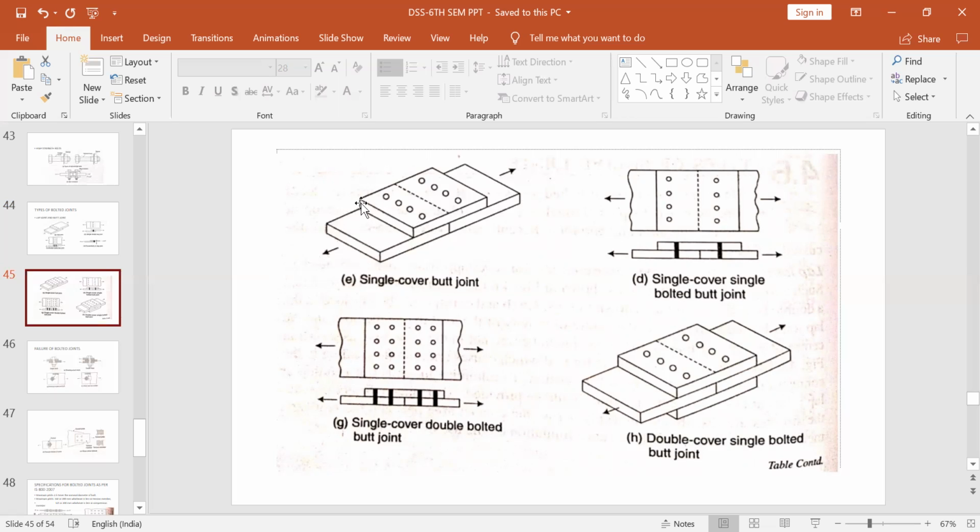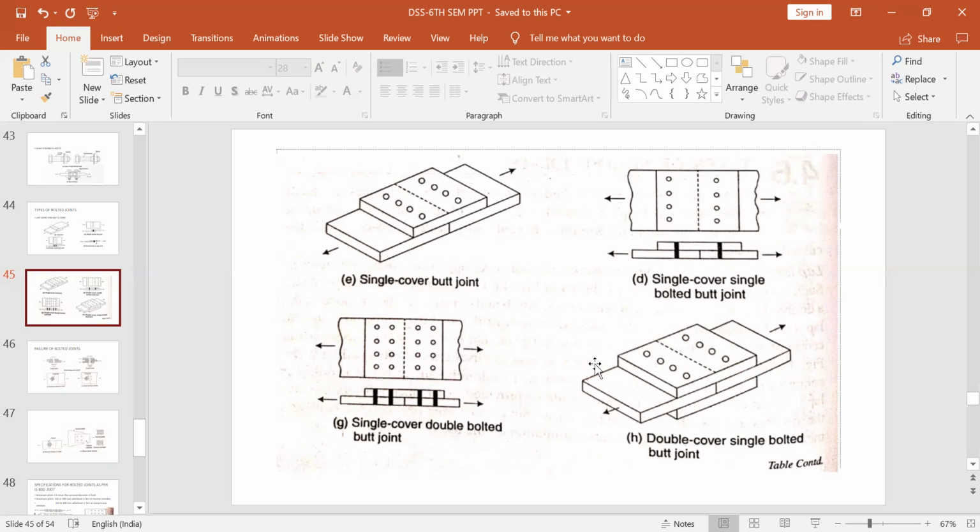These two are connected by overlapping one cover plate here, having two lines of bolts. Since you are placing only one cover plate on the top of these two main plates, this is the main plate and this is the cover plate. In bolting, this is the nomenclature. The members that are to be connected are called the main plates. The plate that is being used for connection of the main plates is the cover plate. So single cover means only on top you are providing one cover plate in two lines. This is the top view, this is the side view, this is the isometric view.